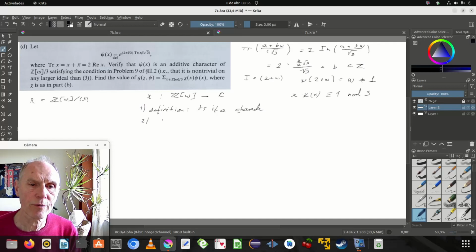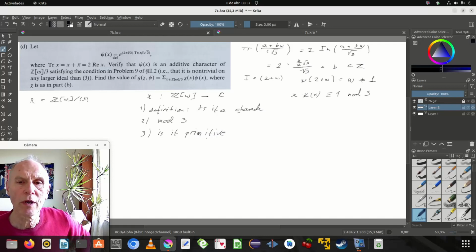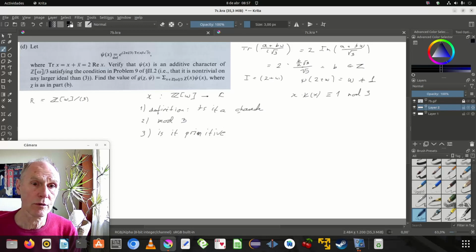Two, is it modulo 3? And 3 is its conductor? Or is it principal? Or was it called primitive? I think it was called primitive. Of course, so that its conductor actually is 3. Yeah, that's the ideal here.